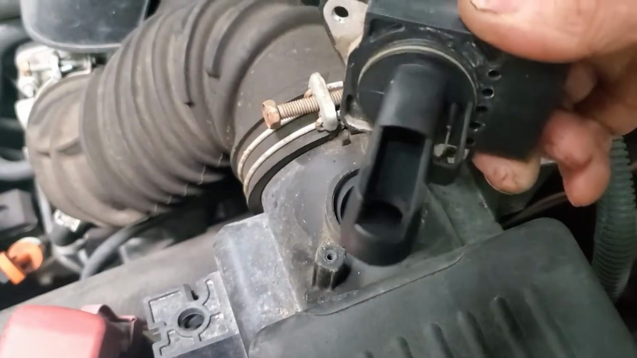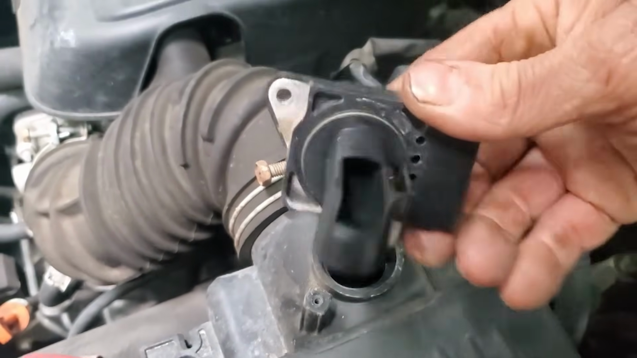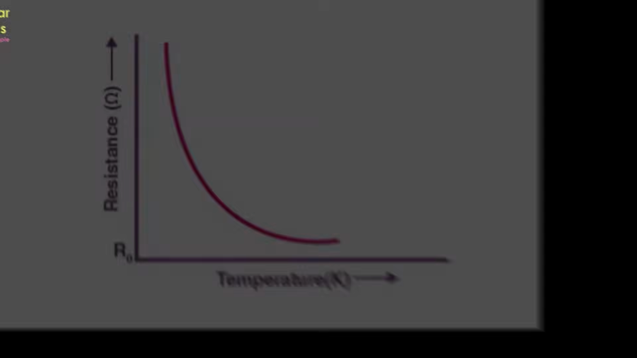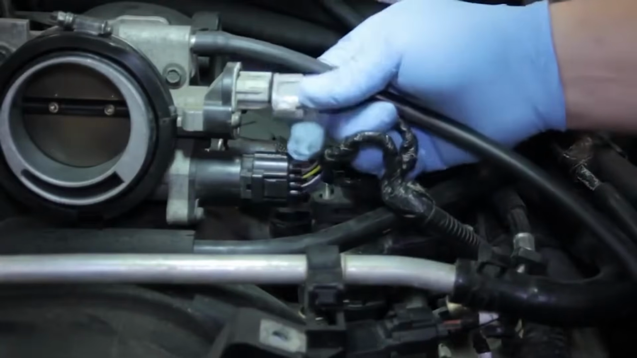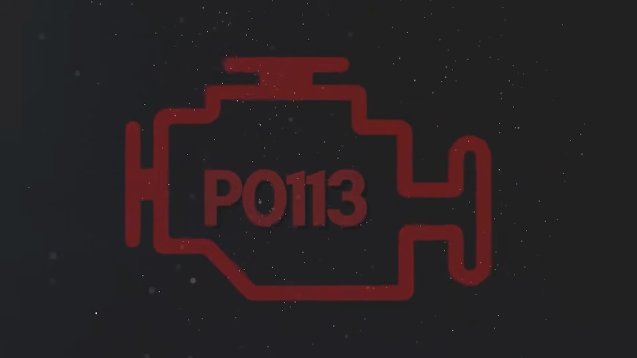That is because most intake air temperature sensors work by changing resistance as temperature changes. When the air is colder, resistance is higher. When the air is warmer, resistance drops. If the circuit goes open, the computer may interpret that as a very cold air reading and set the P0113 code.